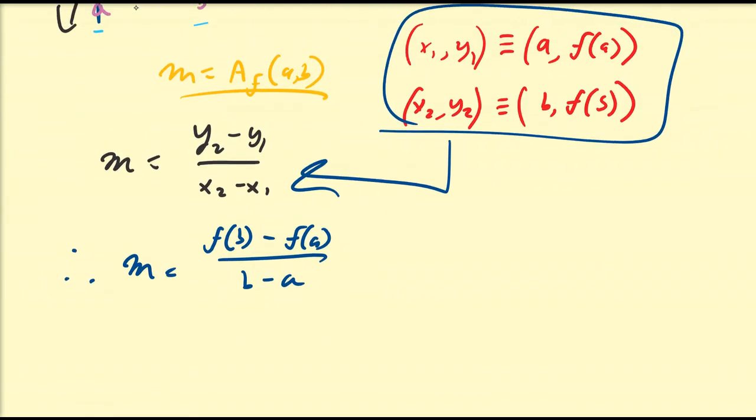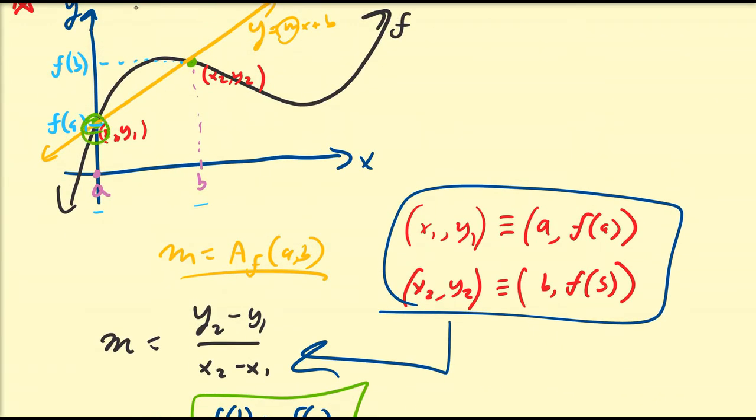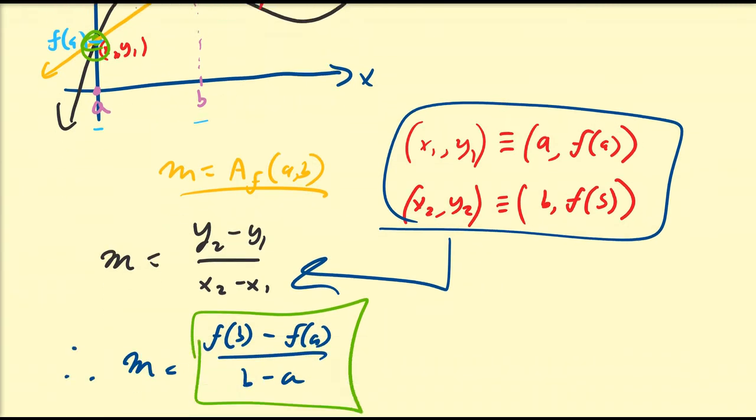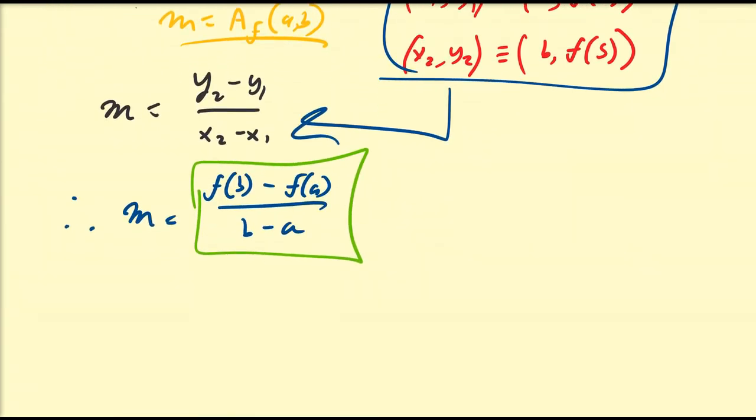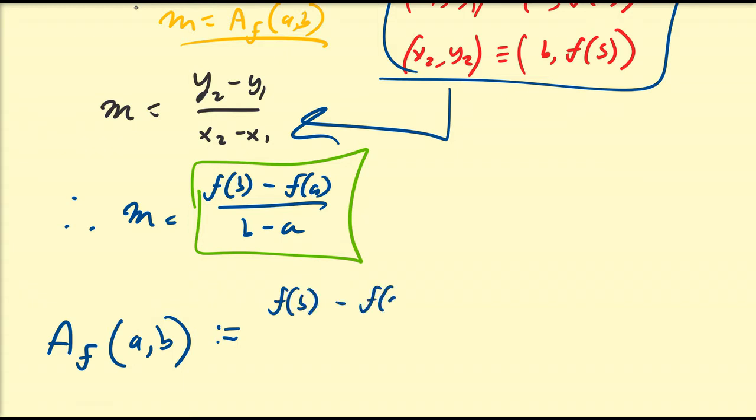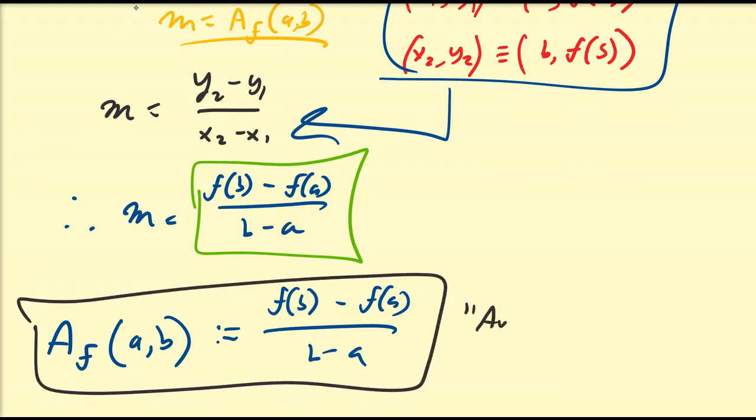Now, this expression has nothing to do with the line itself. We've only chosen 2 points on the curve f and found the slope of a line that would pass through those 2 points. So the line in yellow actually has no significance to this equation. In general, we define the average rate of change of f on the interval a b to be equal to this expression, f of b minus f of a all over b minus a. And this is what we refer to as the average rate of change of f on a comma b.